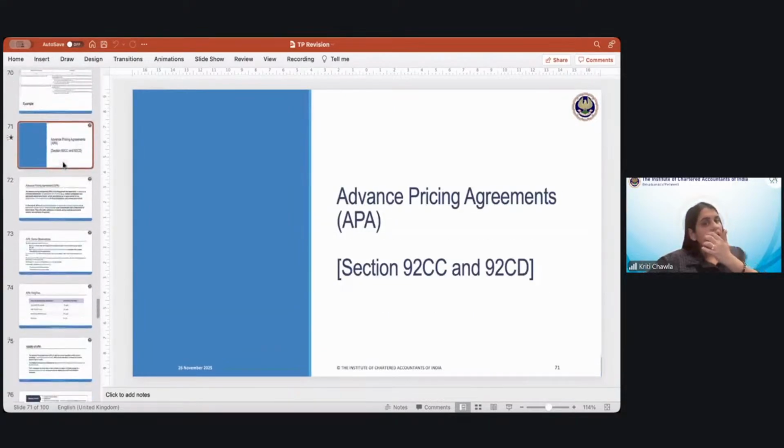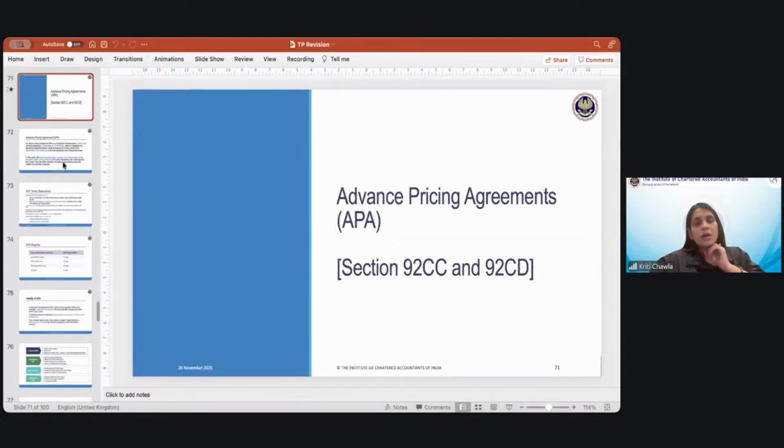Now, the next topic that I have picked up is basically APAs. This is coming from Section 92CC and Section 92CD of the Income Tax Act. Now, what is an APA?